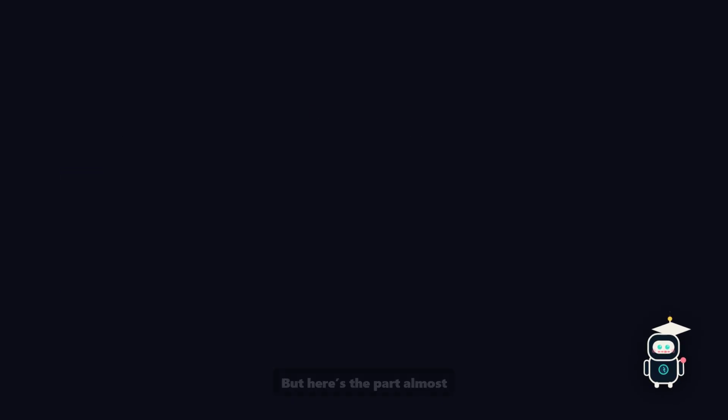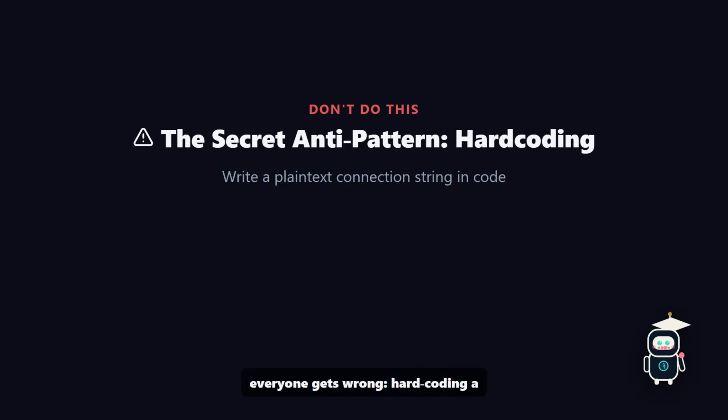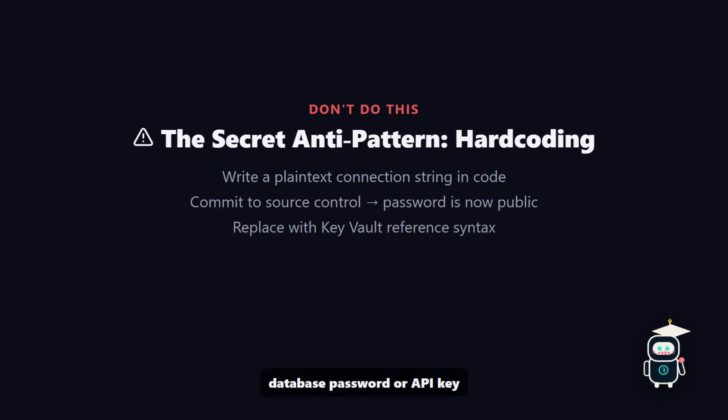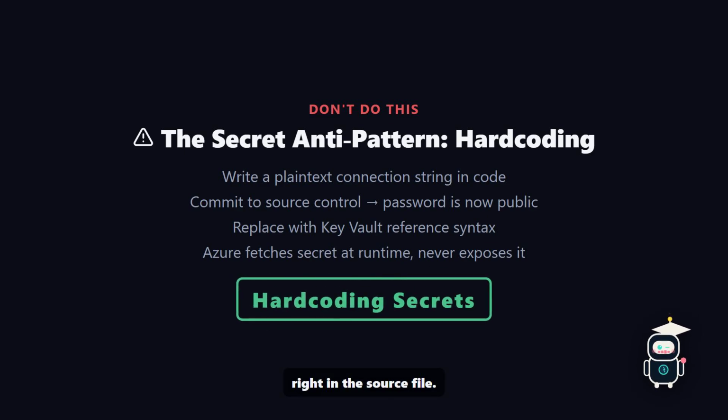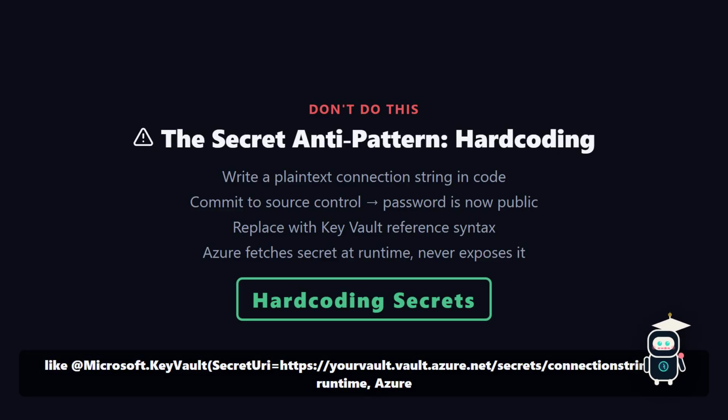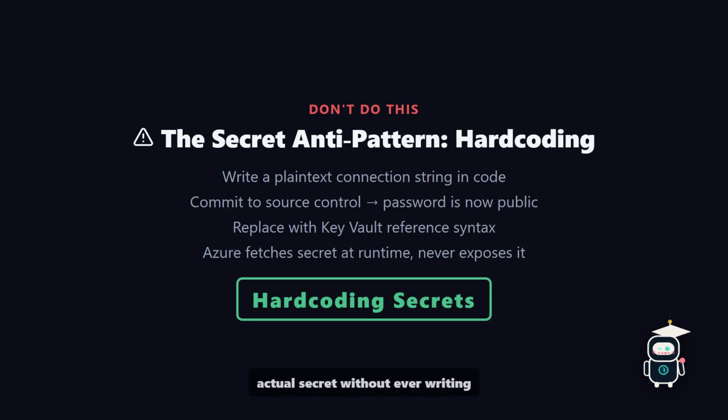you'll budget for. But here's the part almost everyone gets wrong: hard-coding a database password or API key right in the source file. A single Git push, and that secret lives forever in the repo history, discoverable by anyone who clones it. The correct pattern is to use a Key Vault reference. In App Service, it looks like @Microsoft.KeyVault(SecretUri=https://yourvault.vault.azure.net/secrets/connection-string). At runtime, Azure swaps that reference for the actual secret without ever writing it to disk. This simple refactor prevents credential leaks that can cost a company millions.